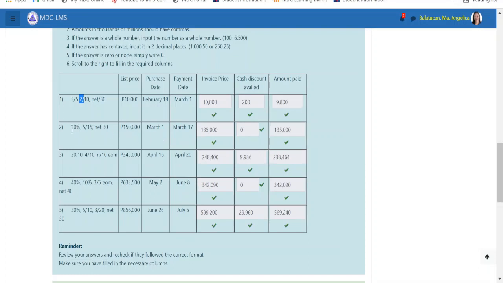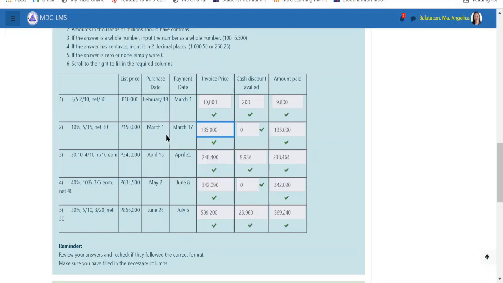Next, we have a 150,000 list price. We deduct the 10% trade discount. To compute the invoice price, using the shortcut, 150,000 times 90% or 0.9, you will get 135,000. Or you can get the 10% of 150, which is 15,000, and deduct it from 150,000 to get your invoice price.